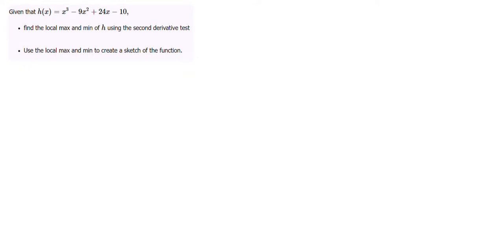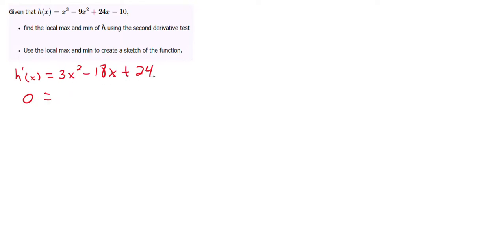Okay, so let's find the first derivative of h of x. So h prime of x is equal to 3x squared minus 18x plus 24. All right, so now from there, we'd like to set this equal to 0, right? Because we want to say, okay, where is the derivative equal to 0? So there may be more than one point here, so we're going to factor this.